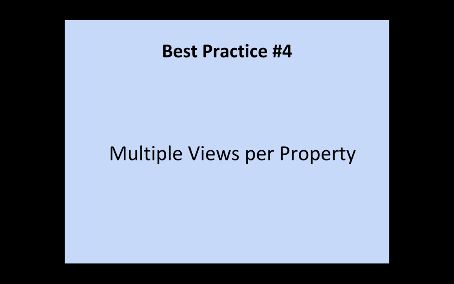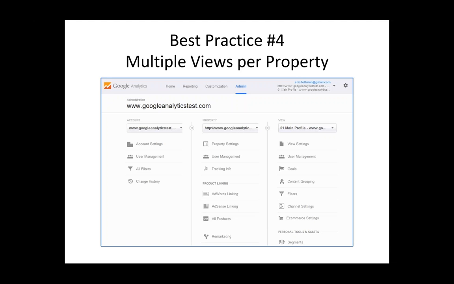Okay, multiple views per property. When you're in Google Analytics, there's of course the account level of the hierarchy. Way over to the right, there's the property level, and there's the view level. In the middle column, property, we see tracking info as the third selection down, and that is where we would access our tracking code that we saw earlier in the session. That is where all the data flows into Google Analytics.